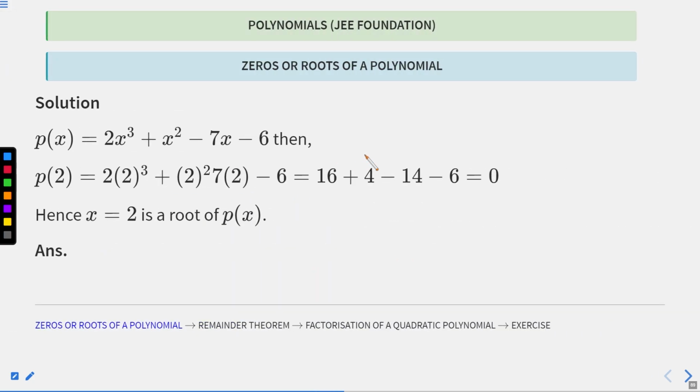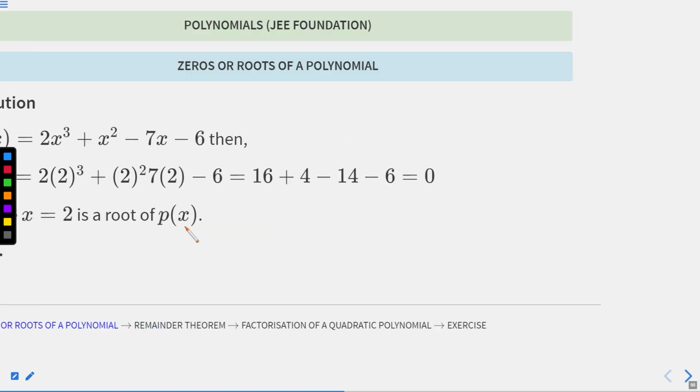Okay, here's the solution. Let's see the solution again. I'm assuming this expression is the polynomial in terms of x, p(x) equals this, and now I am going to find the value of the polynomial at the point x equals 2. Just replacing every x by 2, I will get this. Here it will be a minus sign. So 16 plus 4 is 20, and minus 14 minus 6 is minus 20. So this will come to 0. I hope you understood it.